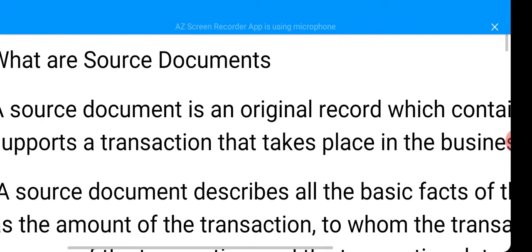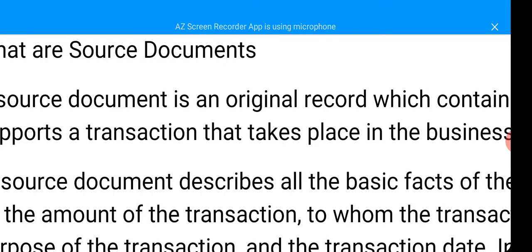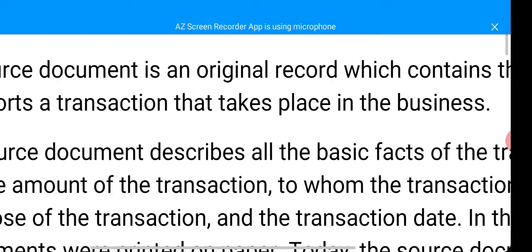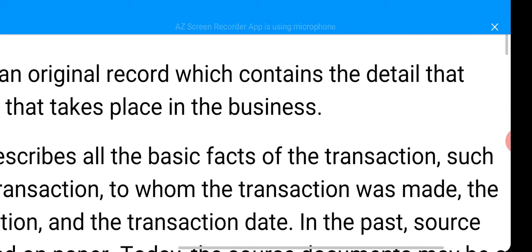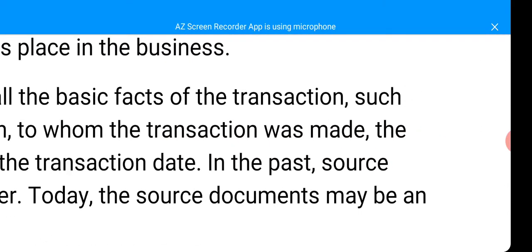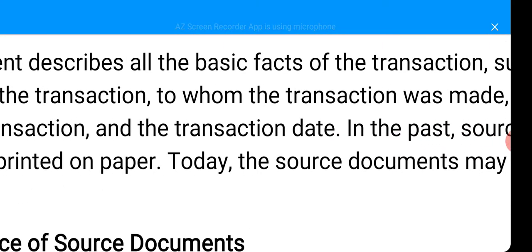A source document is an original record, the record which contains the details that support that a transaction has taken place. So it is the original record before the figures are transferred to other books of accounts. That original record that shows that a transaction has taken place is what we refer to as a source document. It describes all the basic facts of the transaction, such as the amount, to whom the transaction was made, the purpose of the transaction, the date, and so on.